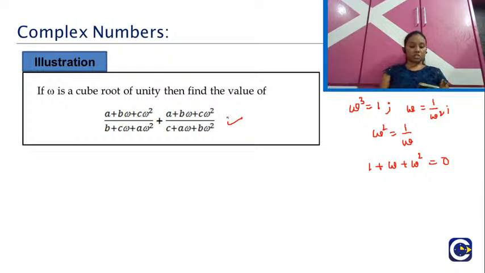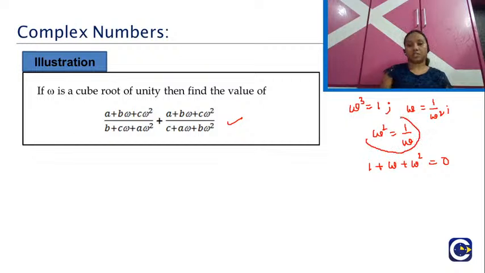So how are we starting? Did anyone get the answer? So there are two options. You can replace omega square with omega, or else omega with omega square. So you can follow any of the methods. You can use it in the numerator or denominator, so accordingly you can substitute.